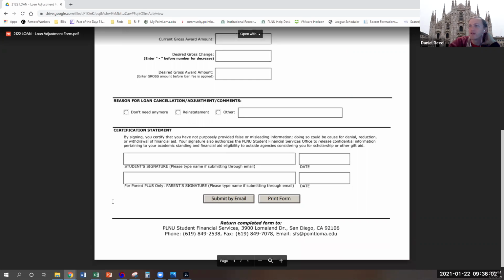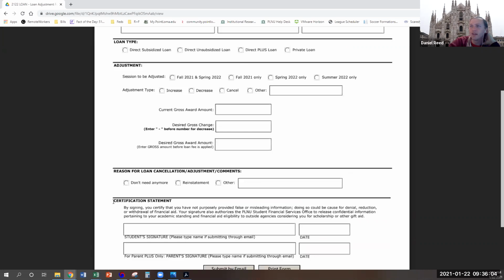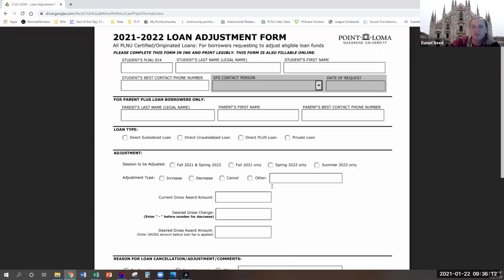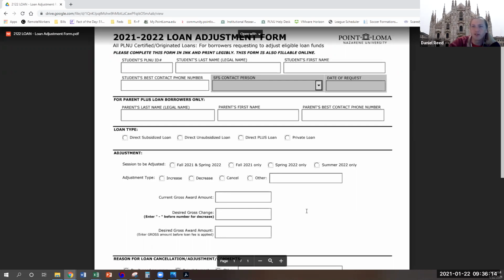So have you seen any things that come up that this form doesn't quite fit the need for, or that students commonly fill out incorrectly?